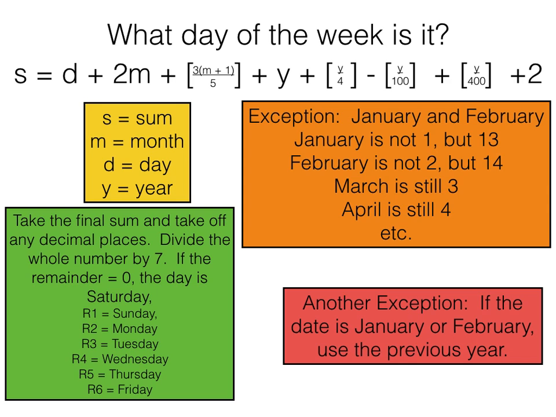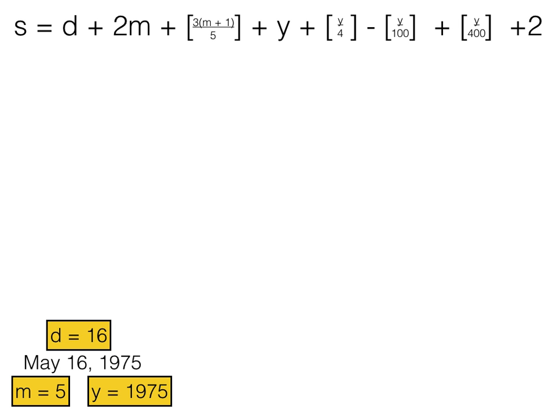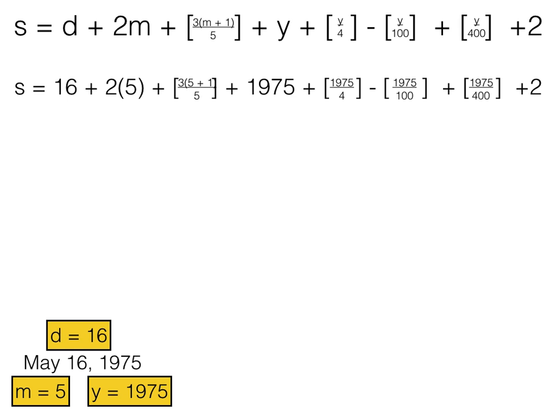So we're going to use this complex algebraic formula to find the day of the week that I was born. So here's the formula, and here is the date that I was born, May 16th, 1975. May is the fifth month, so M is equal to 5, D is 16, and the year is 1975. So wherever I see those variables in the formula, I'm going to substitute in the numbers. So notice the D became 16, the M became 5, and I put that in parentheses because I need to multiply 2 times M, or 2 times 5. And then I put in a 5 where I saw the M in the next piece. And then all the places I see a Y in the formula, I substituted in 1975.